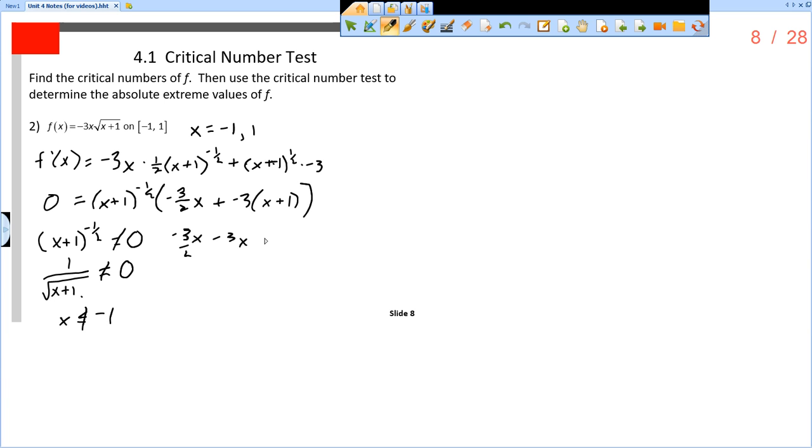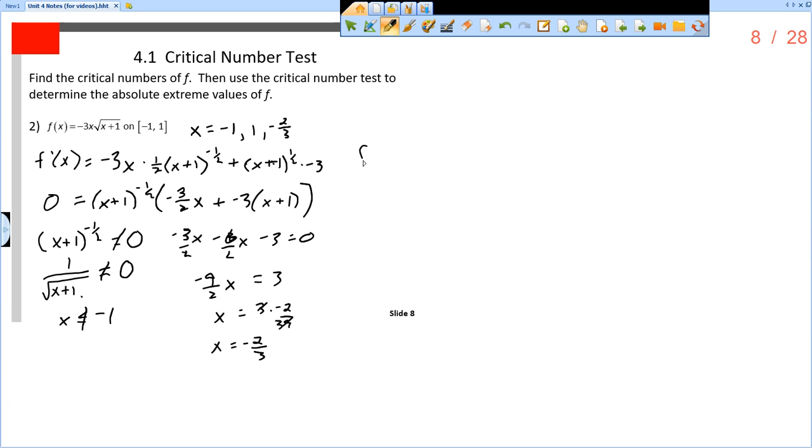Now for this one, we have -3/2 x minus 3 equals 0. So -3/2 x minus 3, so this would be -6/2, so that would be -9/2 x equals 3. So now I'm going to multiply by -2/9. And so I get 3 times -2/9. Obviously the 3's reduce, and I end up with -2/3. So x equals -2/3. And of course, that is a critical number because that is between -1 and 1.